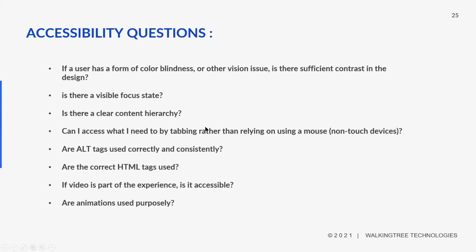These are the general set of questions we ask when we are trying to think about including accessibility in our practices. So what does an accessibility question look like? That is what I'm trying to put here. Some generic questions: if a user has color blindness or another vision issue, is there sufficient contrast in the design? Is there a visible focus state included? Is alt text used correctly and consistently? All these questions should be considered for accessibility in terms of web design.